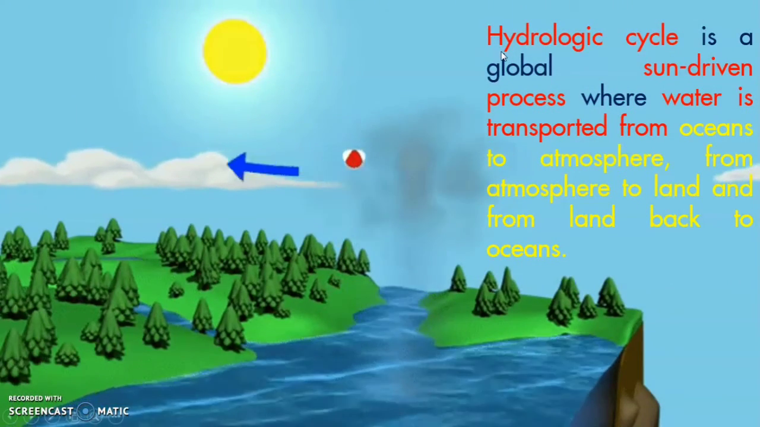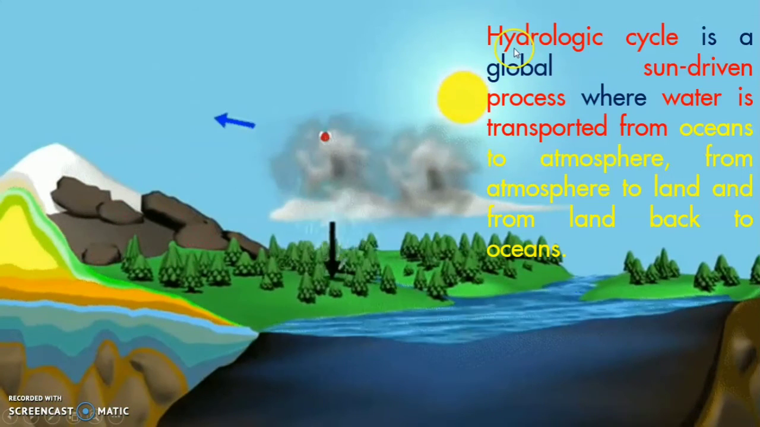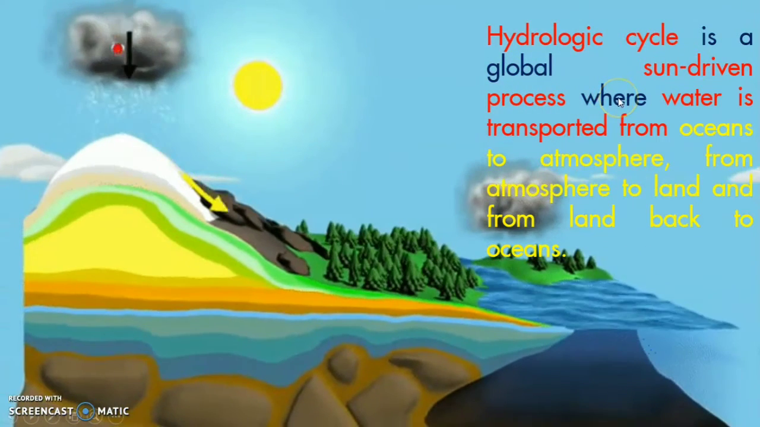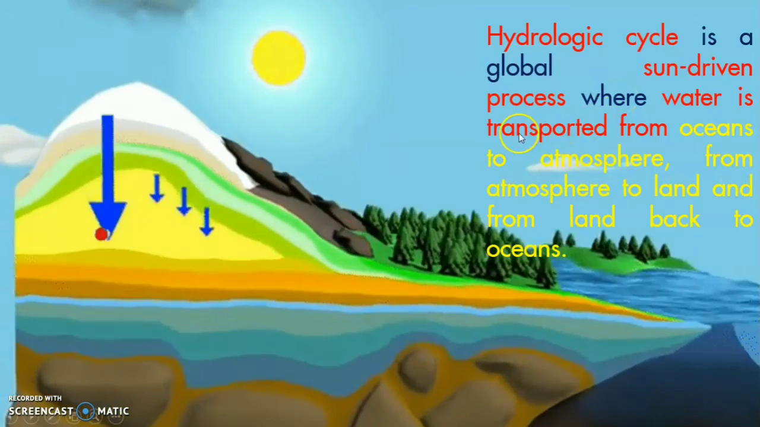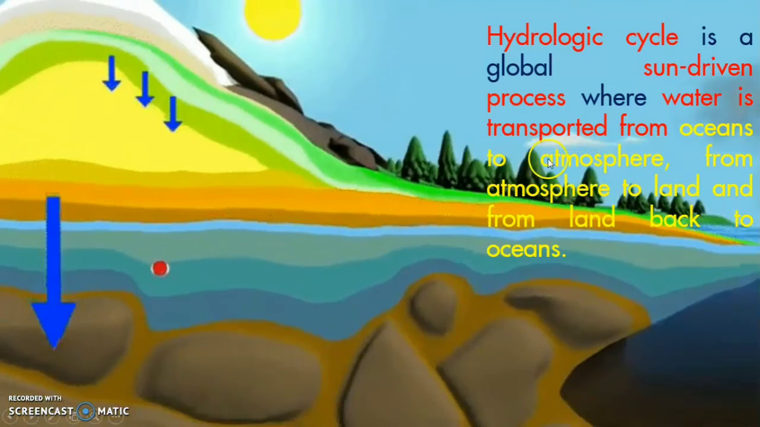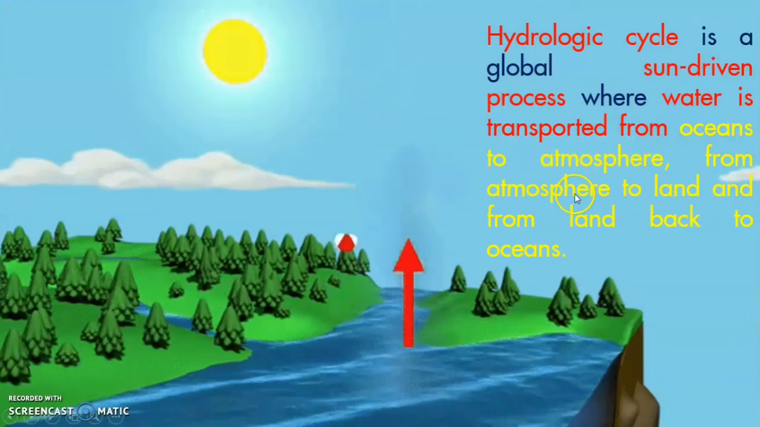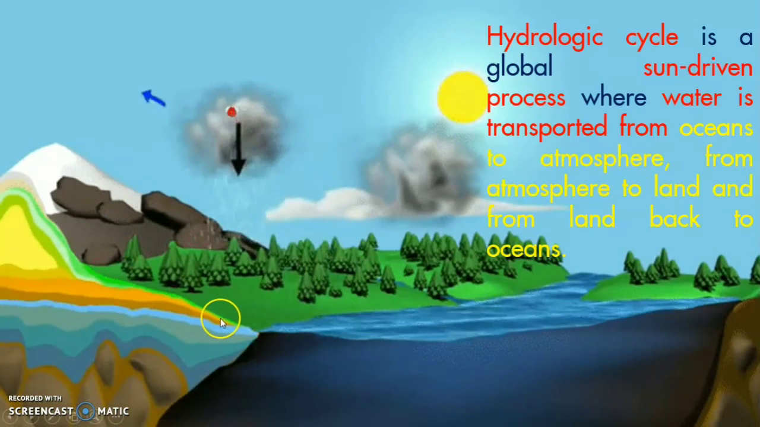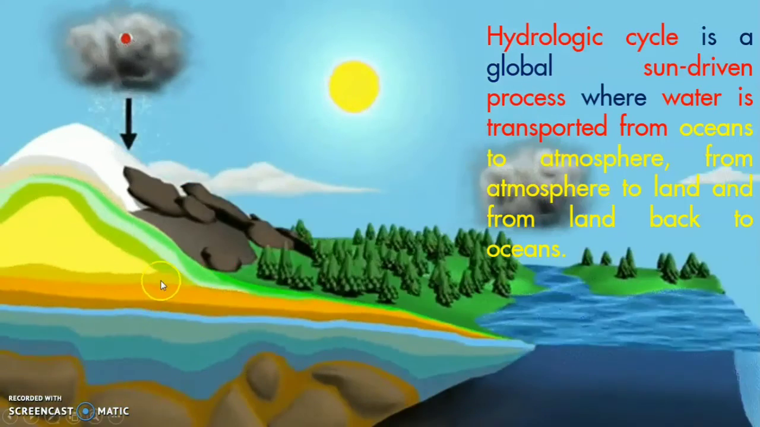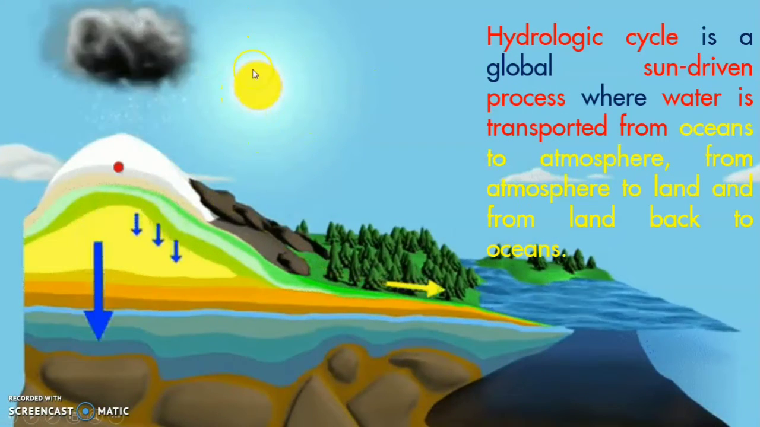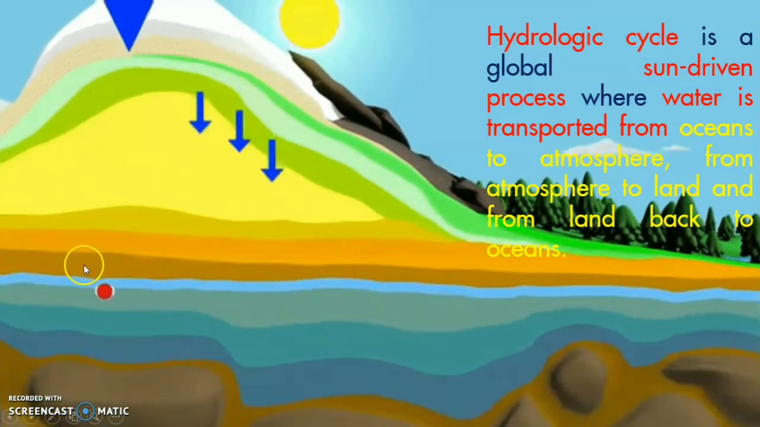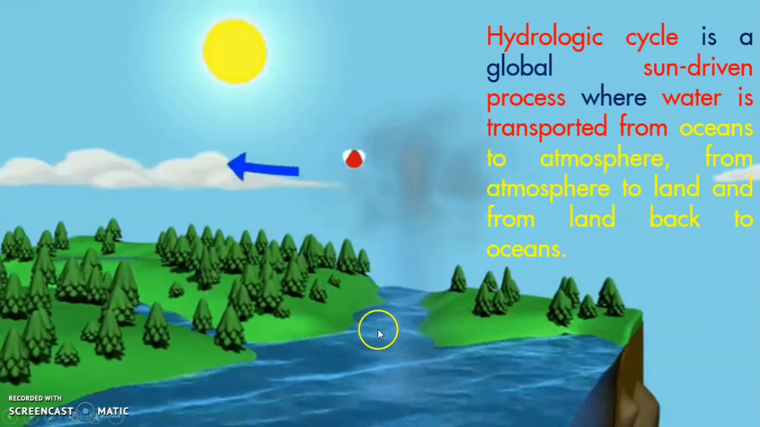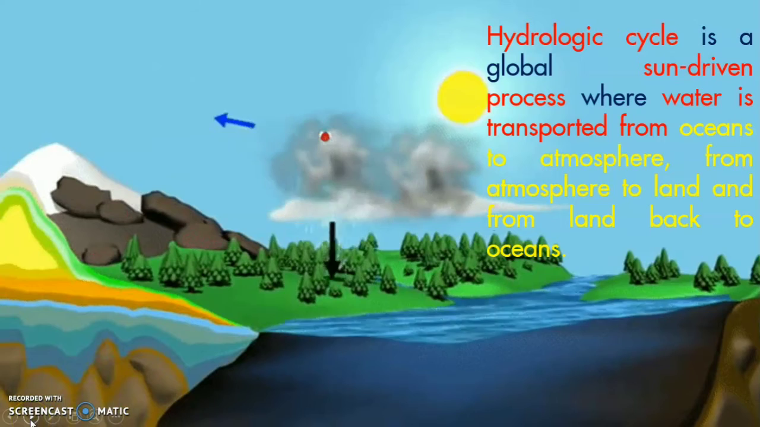So now let's see what is hydrologic cycle. Children, hydrologic cycle is a global sun-driven process. That is, it takes place because of the heat of the sun, where water is transported first from the oceans to atmosphere, then from atmosphere to land, and finally from land back to the oceans. Children, this is a continuous process. Is it clear, children?